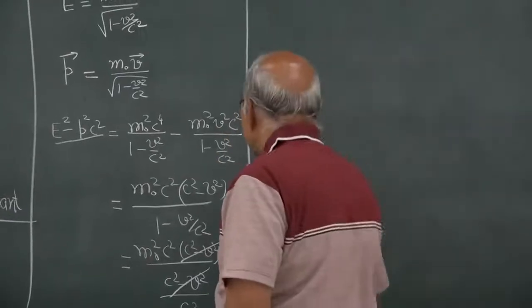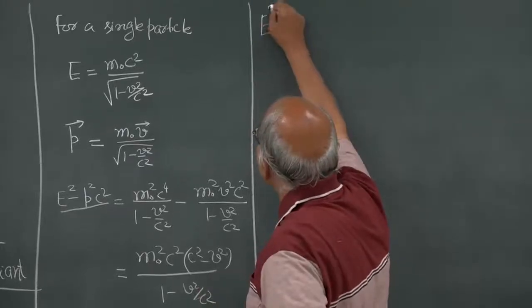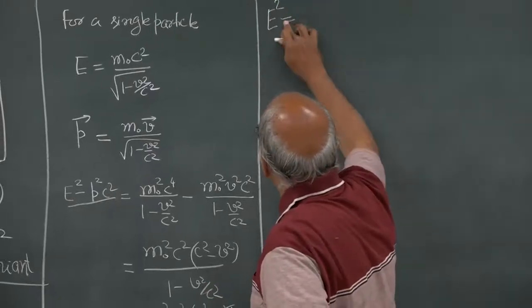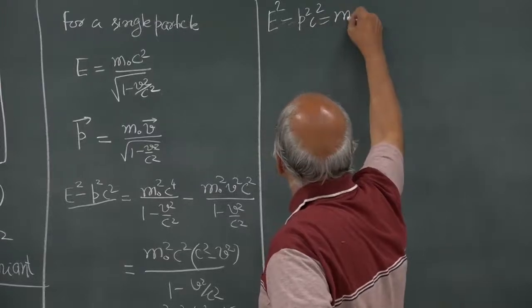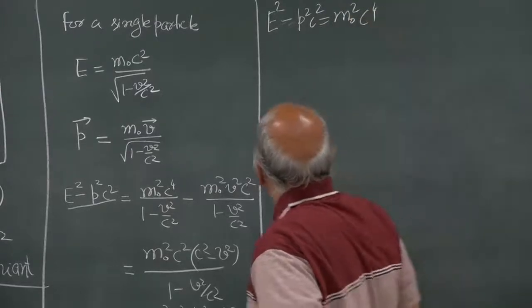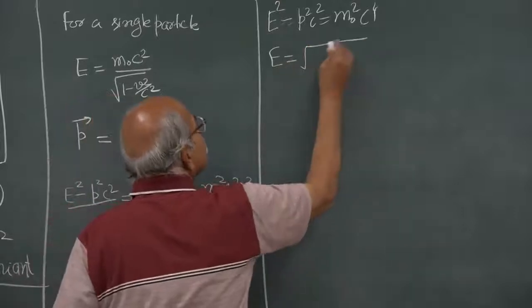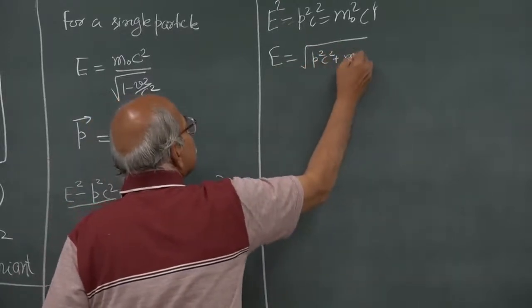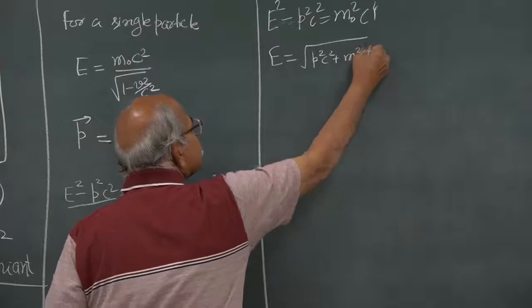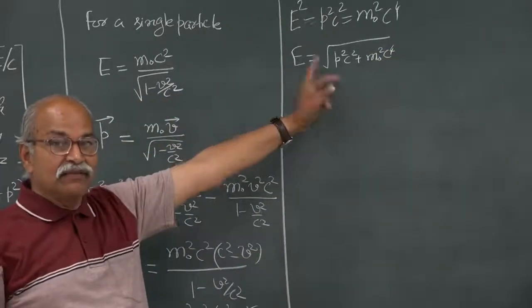So, for a single particle, you have another good relation, E square minus P square C square is equal to m naught square C4. A very useful equation. E you can write as the square root of P square C square plus m naught square C4. For a single particle, remember, for a single particle.